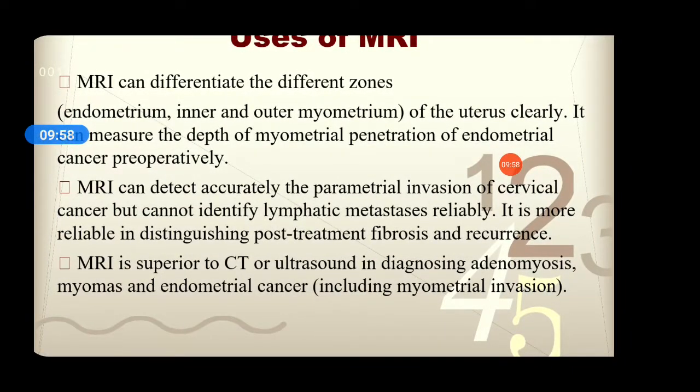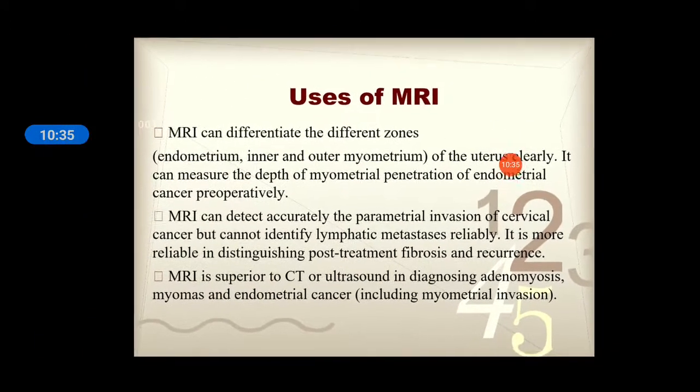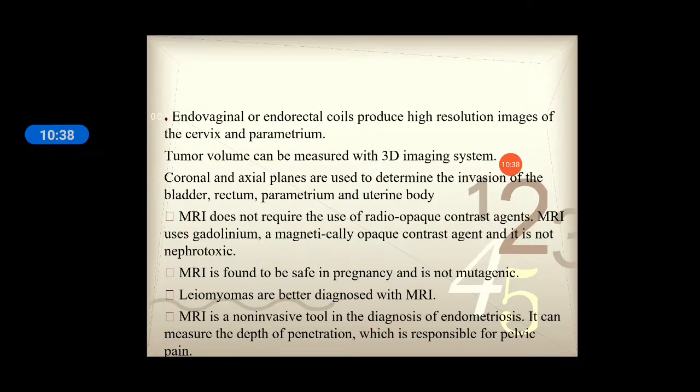MRI can detect accurately the parametrial invasion of cervical cancer but cannot identify the lymphatic metastasis reliably. It is more reliable in distinguishing post-treatment fibrosis and the recurrence. MRI is superior to CT or ultrasound in diagnosing adenomyosis. Adenomyosis, as you people already know, is nothing but the implantation of the endometrium inside the myometrium. Myomas, the tumors, the endometrial cancer, including the myometrial invasion of the endometrial cancer.